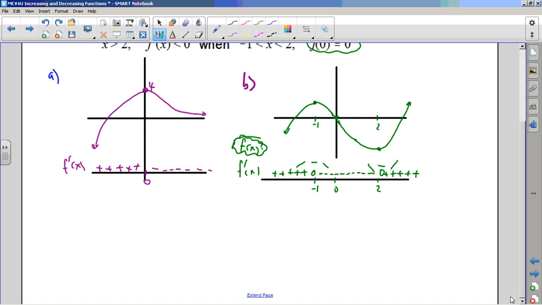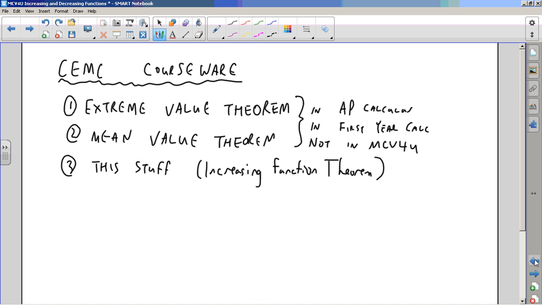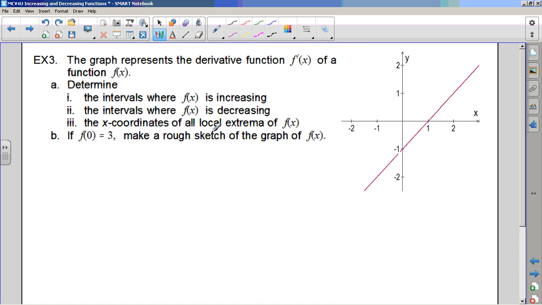Example 3. The graph represents the derivative function of a function. So this is the derivative. And it says determine the intervals where f of x is increasing. All right, well, I am going to place everything on a sign chart first. These sign charts are so important. What color? We'll use red. Why not?